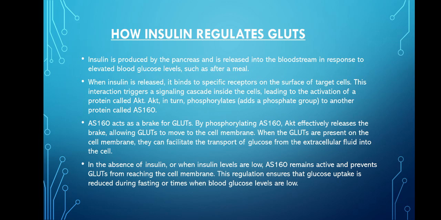When the GLUTs are present on the cell membrane, they can facilitate the transport of glucose from extracellular fluid into the cell. In the absence of insulin or when insulin levels are low, AS160 remains active and prevents the GLUTs from reaching the cell membrane. This regulation ensures that glucose uptake is reduced during fasting or times when blood glucose levels are low.